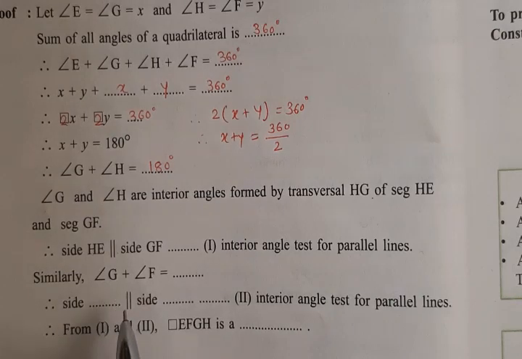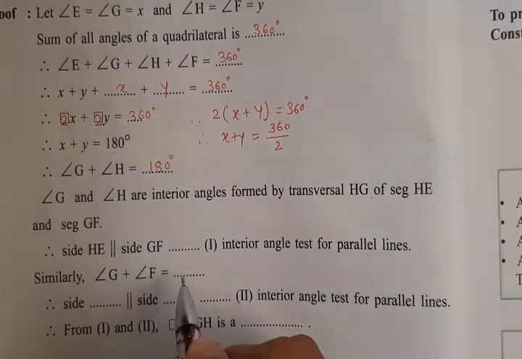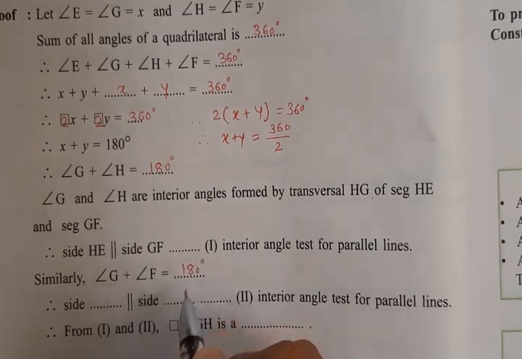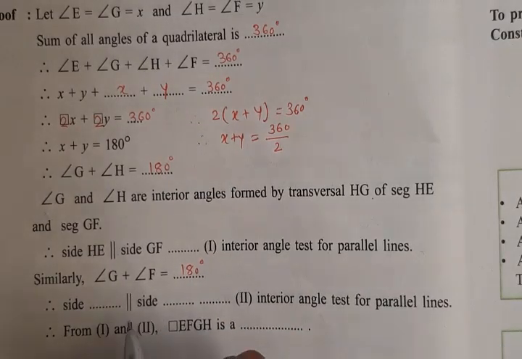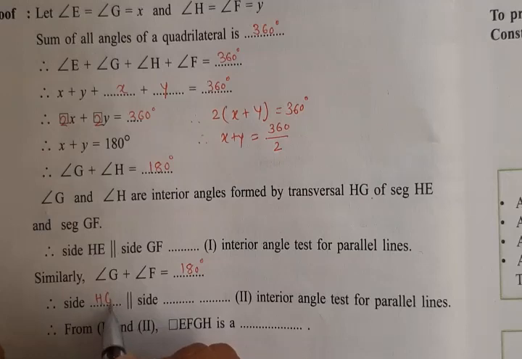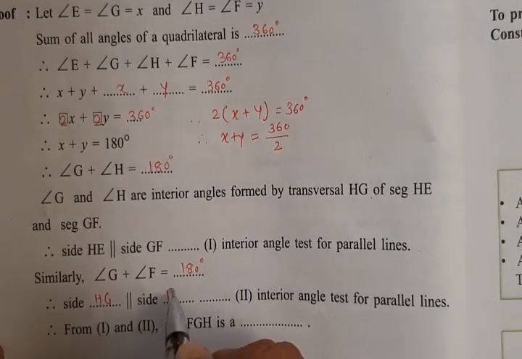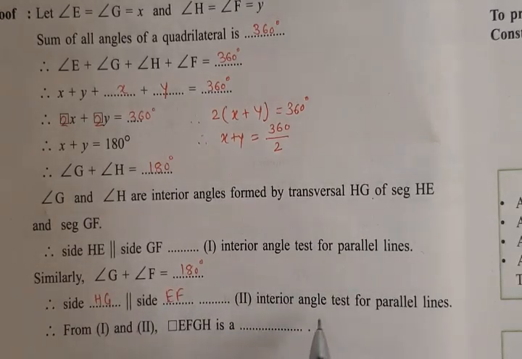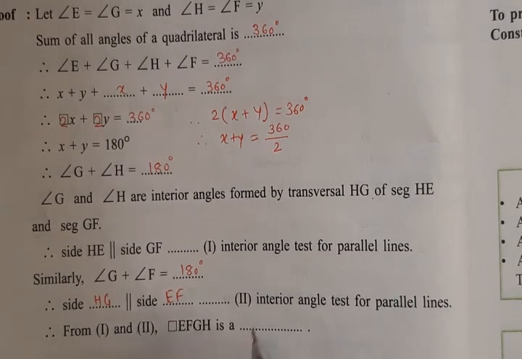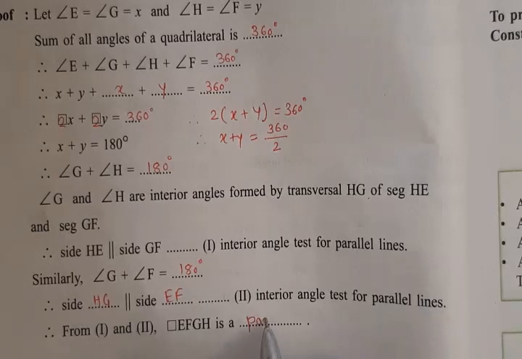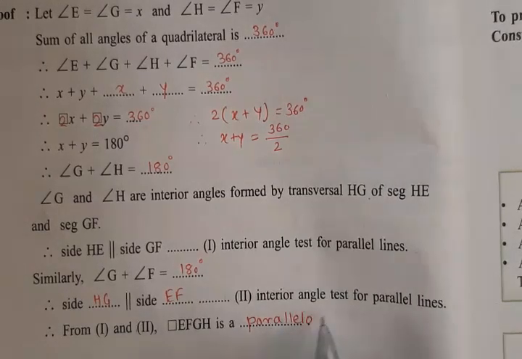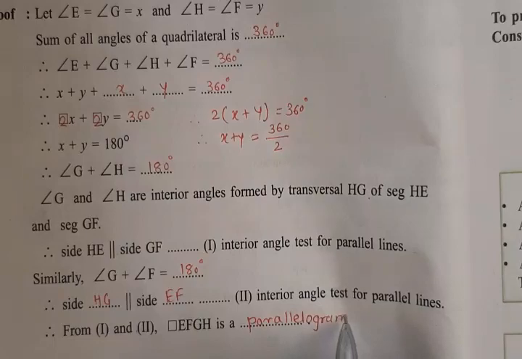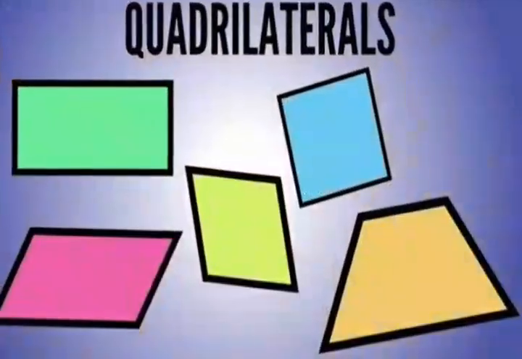Similarly, we can prove that angle G plus angle F is also 180 degrees. Therefore, side HG is parallel to side EF, by the interior angles test for parallel lines. And if both pairs of opposite sides are parallel, then we can say that quadrilateral EFGH is a parallelogram. Okay, understood everyone?